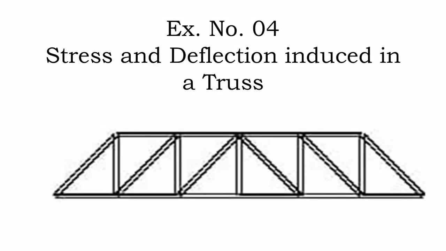Now in this experiment, we will be analyzing the stress and deflection induced in a truss. What is a truss? Actually, we have seen this type of structure in bridges, in railway station staircases, in many other places where a number of beams are joined together to form some sort of a structure like this. We can also see this in the roofings of laboratories.